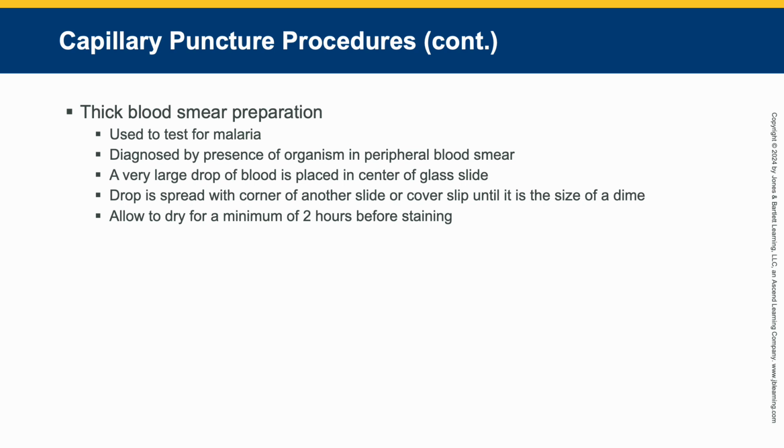So to do this, we are going to diagnose them, or the doctor will, by the presence of seeing the organism in the peripheral blood smear. So they got to have a big drop, okay? They want a big one to be able to see it. Some species can be found in a regular blood smear, but some need the thick one.